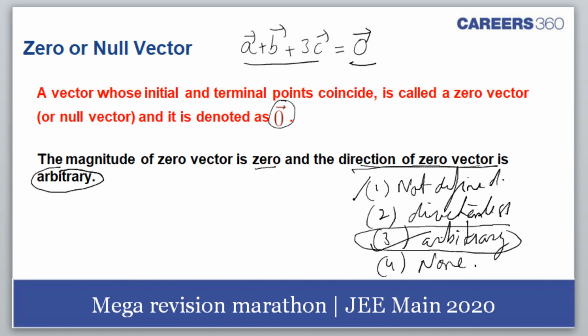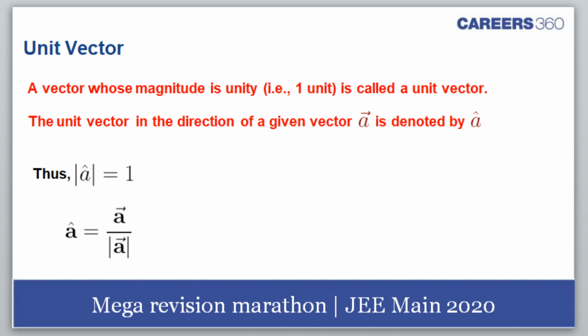So it is not defined? No, the direction of the zero vector is defined. Directionless? No, it is not directionless. It is arbitrary. Okay, students. So we go ahead. Null vector we have done. Then we have the unit vector. The unit vector becomes very important. A vector whose magnitude is unity is called a unit vector. Arbitrary means it can have any direction. That's what arbitrary means. It can take on any direction. Tarun, I hope you understand. That is the zero vector. That is the meaning of arbitrary.